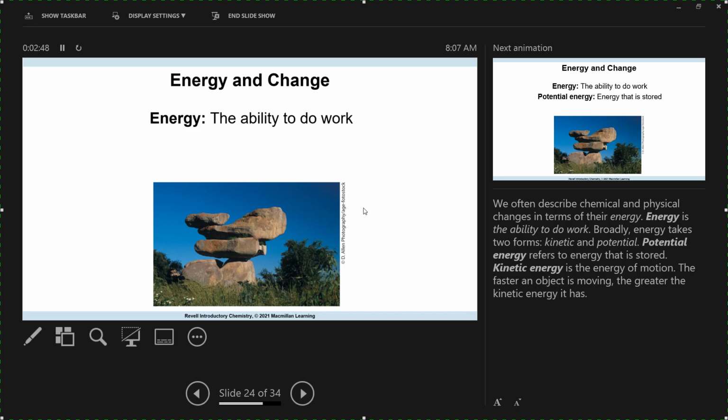The official definition of energy is the ability to do work. That's not so important for us. We're not going to look at the work that's done by the reaction. We're really going to look at just the heat that's released or absorbed. But then, of course, that energy could be used to do work.